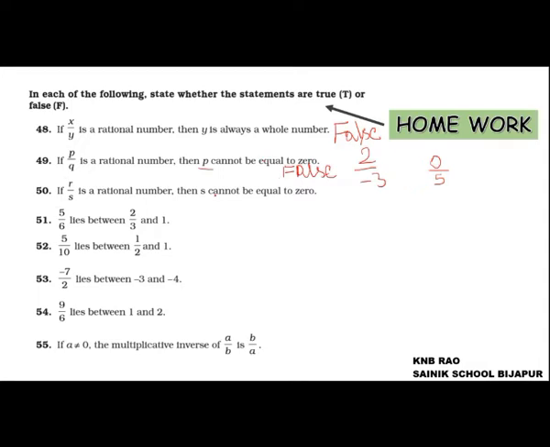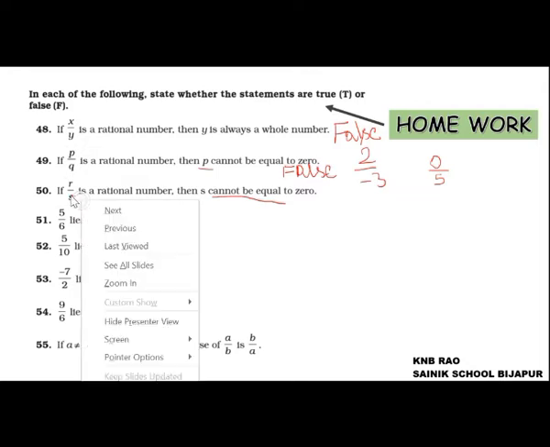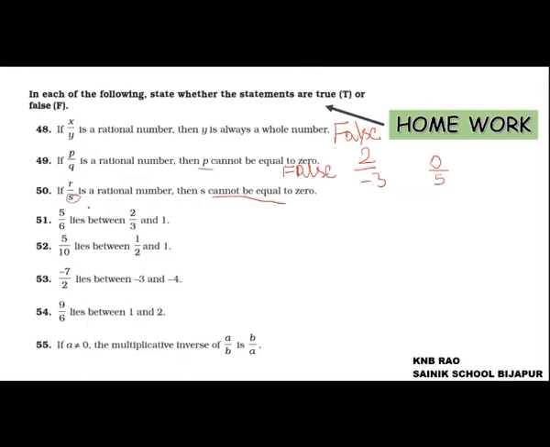Next, in the 50th, they gave a statement, if r by s is a rational number, then s cannot be equal to 0. So in this rational number r by s, s is the denominator. So certainly the denominator is supposed not to be 0. That is what the definition of a rational number tells. Therefore, this statement is true.